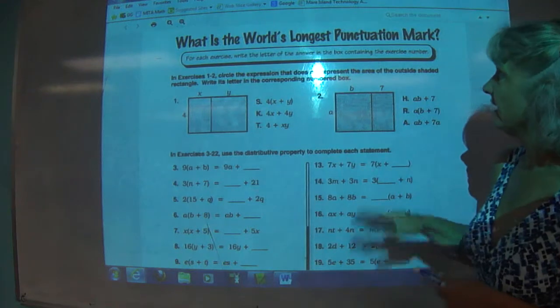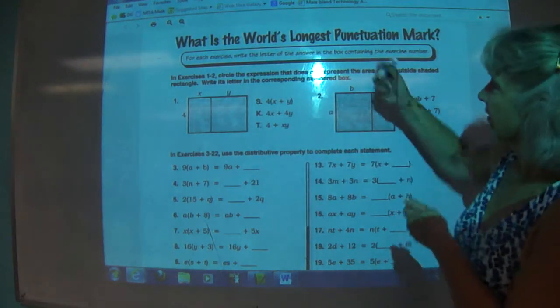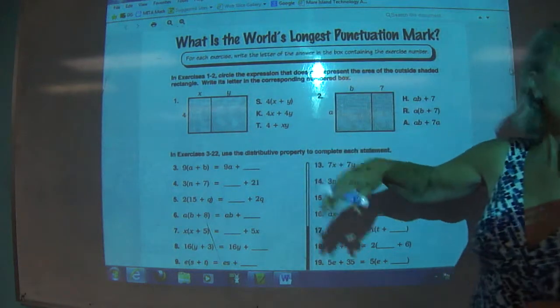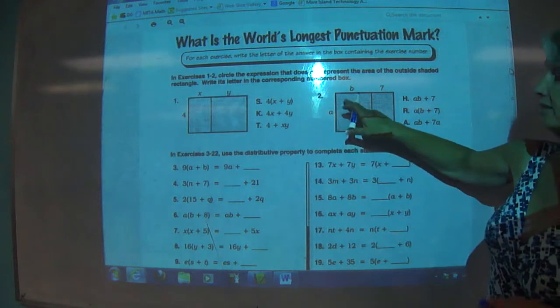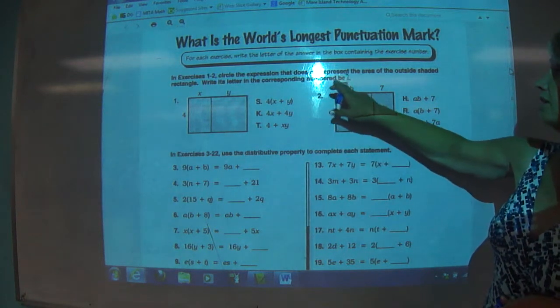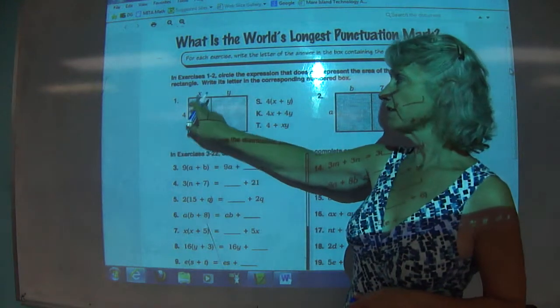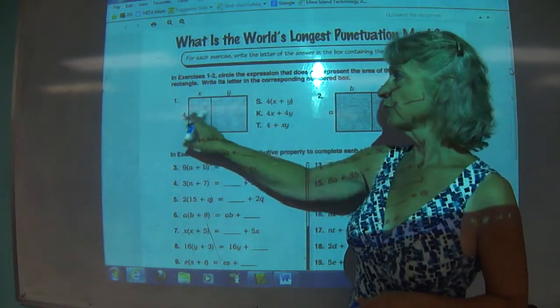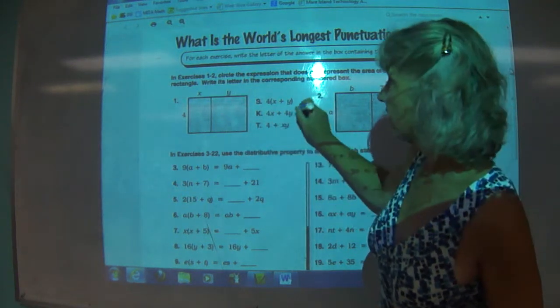Here what we're doing is circling the expression that does not represent the area of the outside shaded rectangle. Reading the directions is probably the most important thing about doing math, especially when you're doing assignments. So you see 4 times x plus 4 times y, just like generic rectangles. So we know this one's good. That one's a good one.